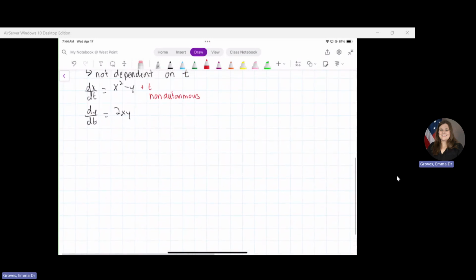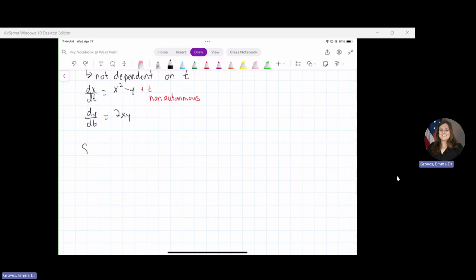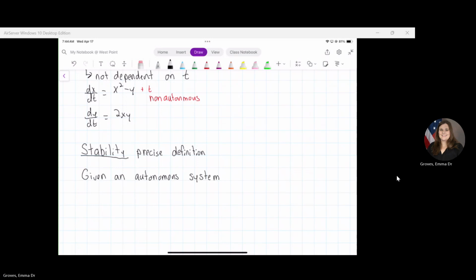So I want to give a really precise definition of what it means to be stable. We've looked at it in terms of, hey, look at this picture, or I know something about my eigenvalues, therefore I can classify it as stable. But what if we want a really precise definition? So if we are given an autonomous system, and let's let that system be x prime equals f of x. And then we are going to let this double bar equal the magnitude of x.